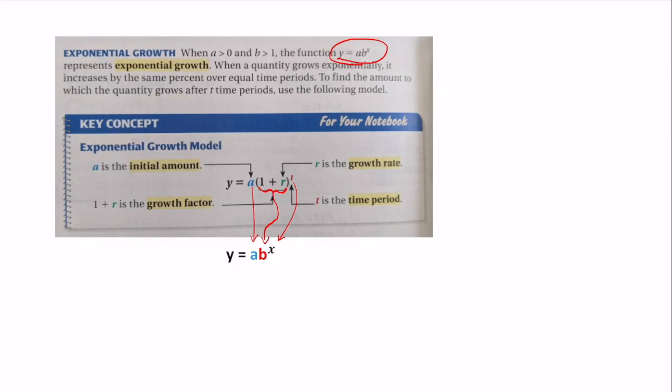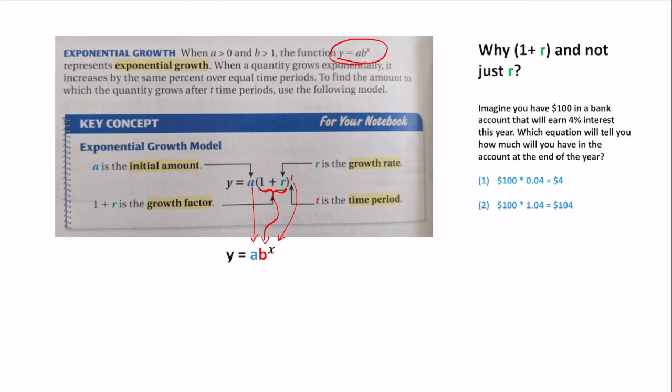So the next question you might have is, well, why 1 plus r? Why not just r? Okay? And we'll see that here. So why 1 plus r? Why not just r? And imagine this example, and this should clear it up. So imagine you have $100 in a bank account that will earn 4% interest this year. Which equation will tell you how much you will have in the account at the end of the year?